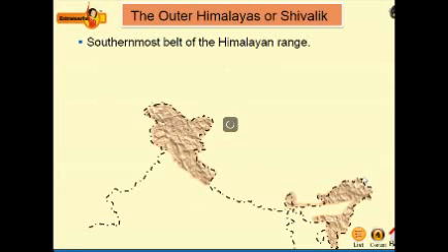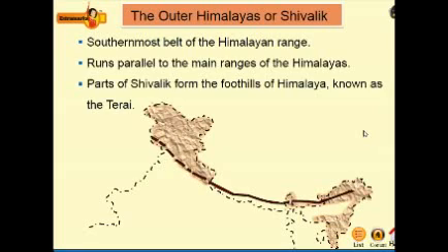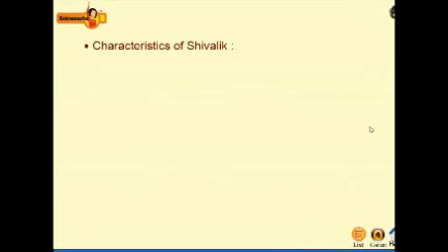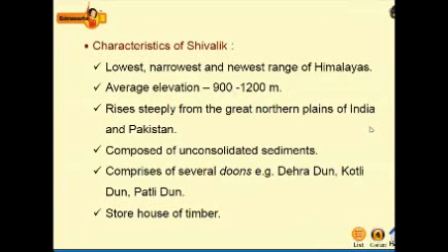Next, let's move on to the Outer Himalayas, or Shivalik. It is the southernmost belt of the Himalayan range, and it runs parallel to the main ranges of the Himalayas. Parts of the Shivalik form the foothills of the Himalayas known as the Terai. Let's see the characteristics of Shivalik.